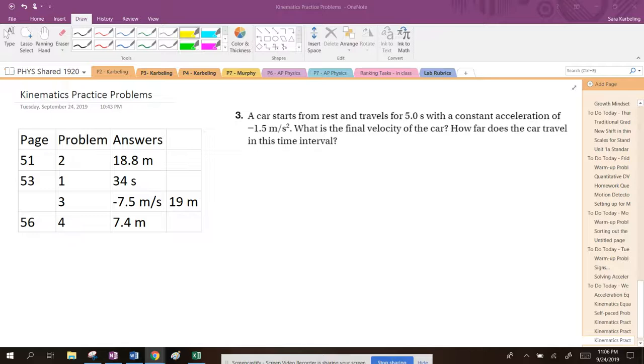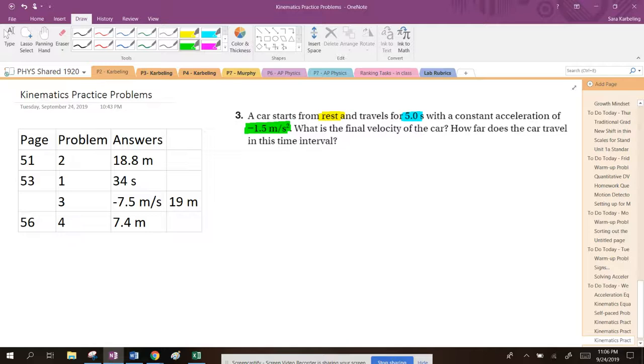So, first of all, I've been reading these questions and we haven't really been processing. It says a car starts from rest. So that means it's not moving and it travels for 5 seconds. Well, that's kind of cool. With a constant acceleration that is negative. What? It's got a negative acceleration even though it started from rest?